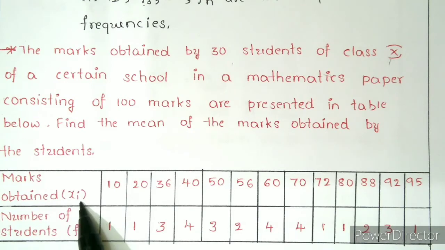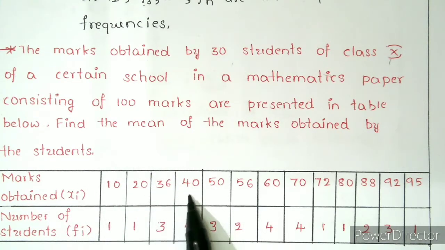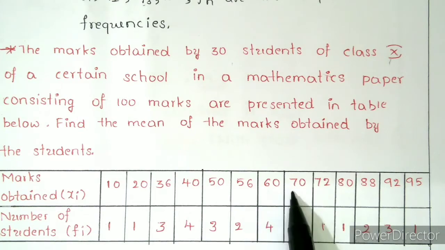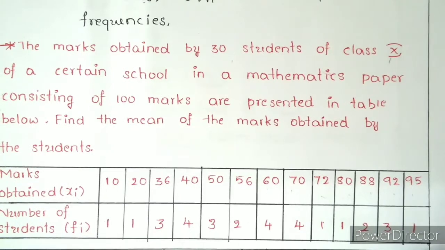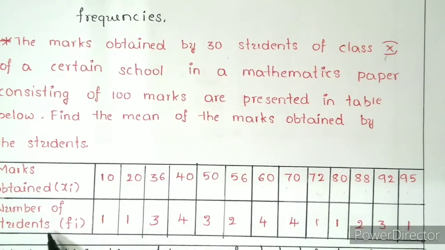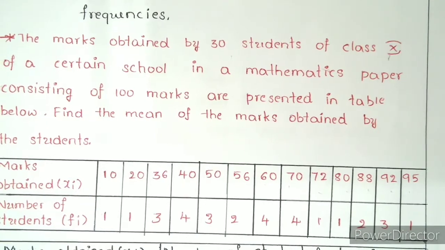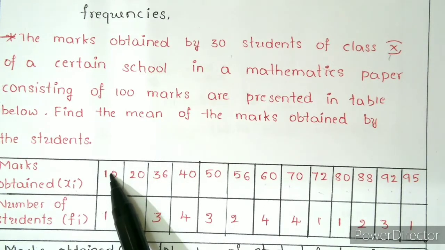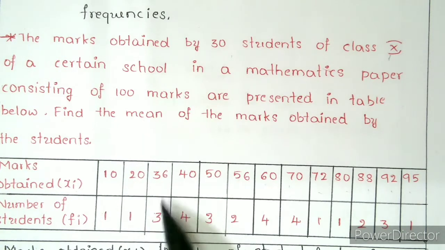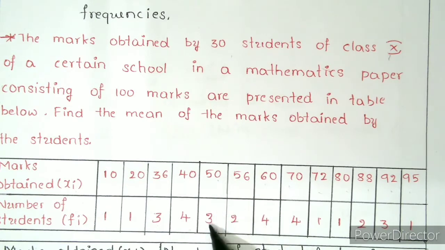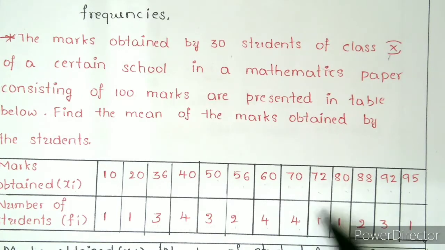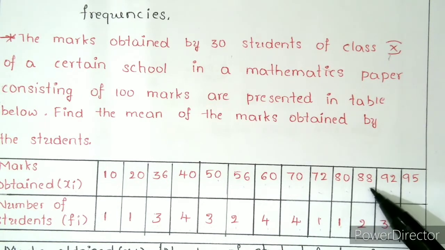So marks obtained xi: 10, 20, 36, 40, 50, 56, 60, 70, 72, 80, 88, 92, 95. Number of students: mark 10 got only 1, 20 got 1, 36 got 3, 40 got 4, 50 got 3, 56 got 2, 64, 70, 72 got 1, 80 got 1, 88 got 2, 92 got 3, 95 got 1.